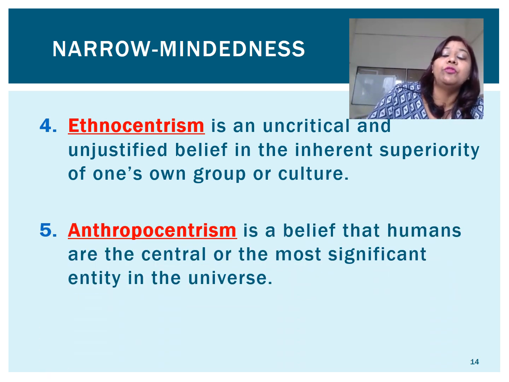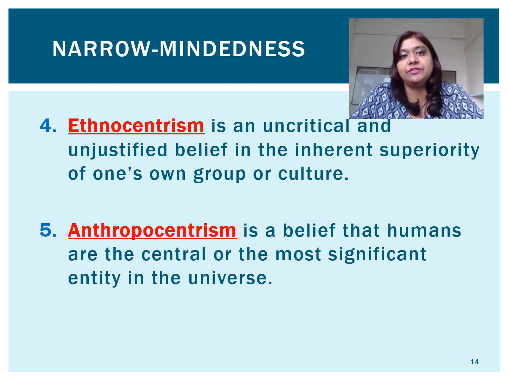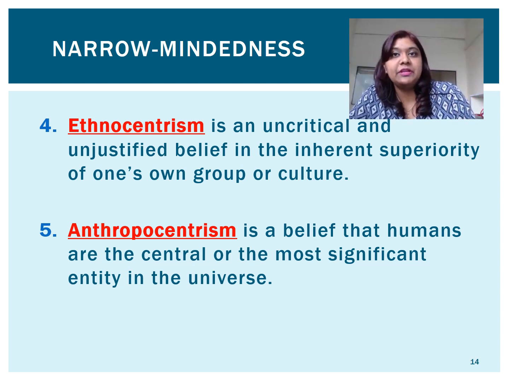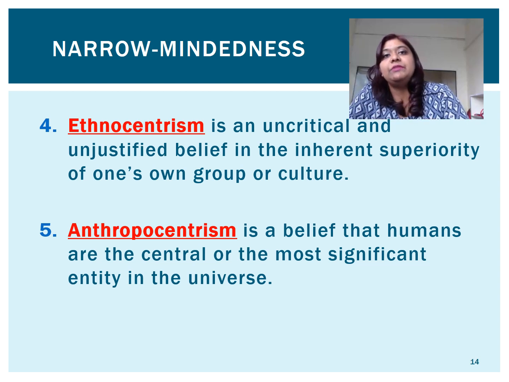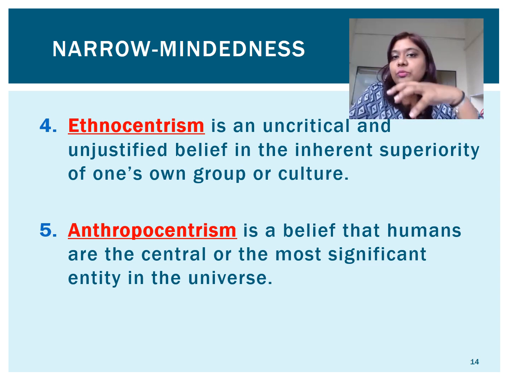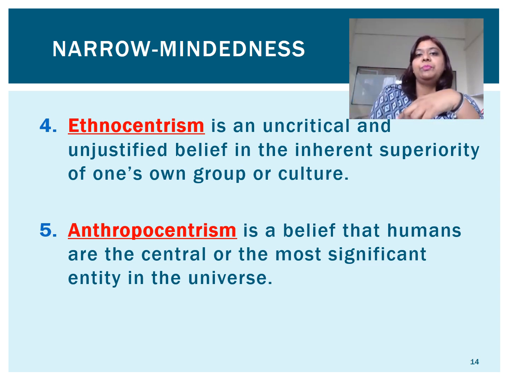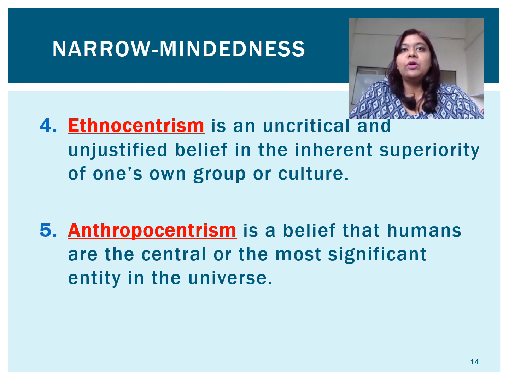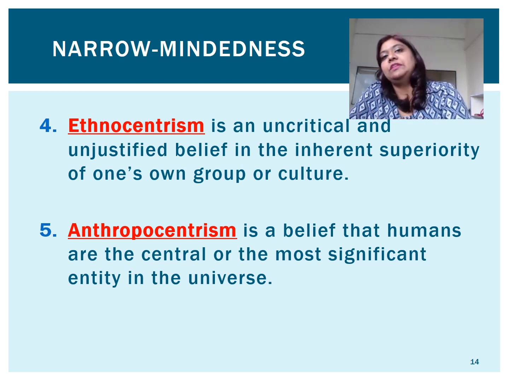And the last form of narrow-mindedness is anthropocentrism. Now, anthropocentrism comes from the word anthro. Anthro means humans. Therefore, a person who is anthropocentric believes humans are the central or most significant entity in the universe. So this basically means that everything a human does matters more than what happens in nature or the environment. Being narrow-minded in this situation means that you are more concerned with human lives rather than the lives of other living beings.